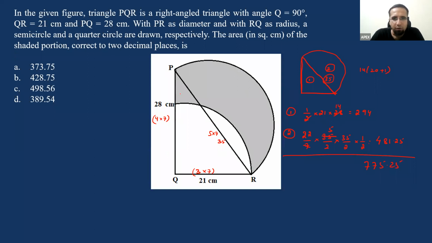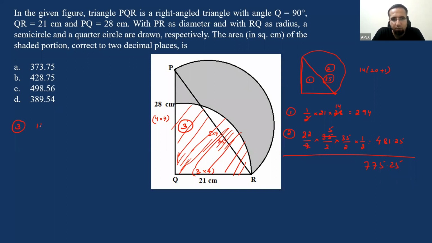Now observe guys. From the complete figure, if I remove this part, then I get the area of the shaded portion. Now what is this part? This part is a quarter circle. So QR is the radius. So I repeat, this is part 3. So what is area of part 3?